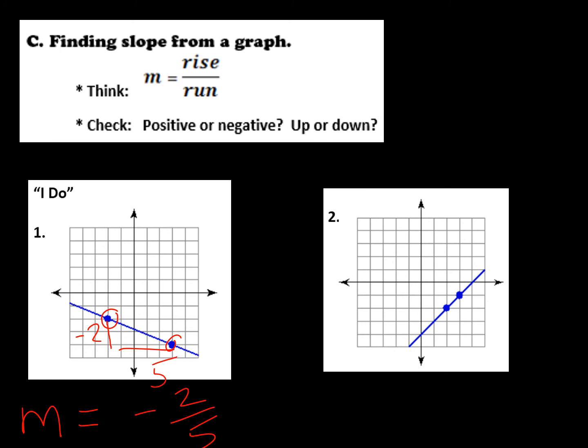Okay. Looking at number 2 here, I have my 2 points. So from the left point, I have to go up 1, so that's positive 1, and then I go right 1, which is positive 1. So my slope is 1 over 1, which is just 1.